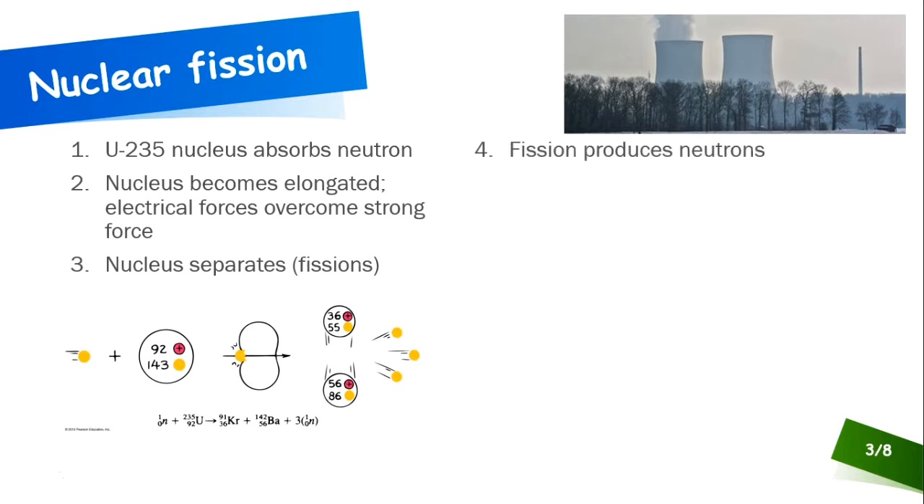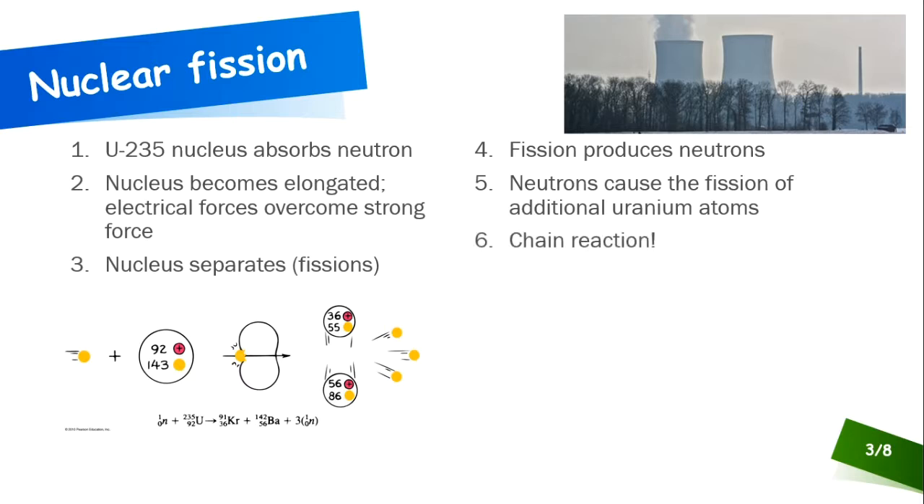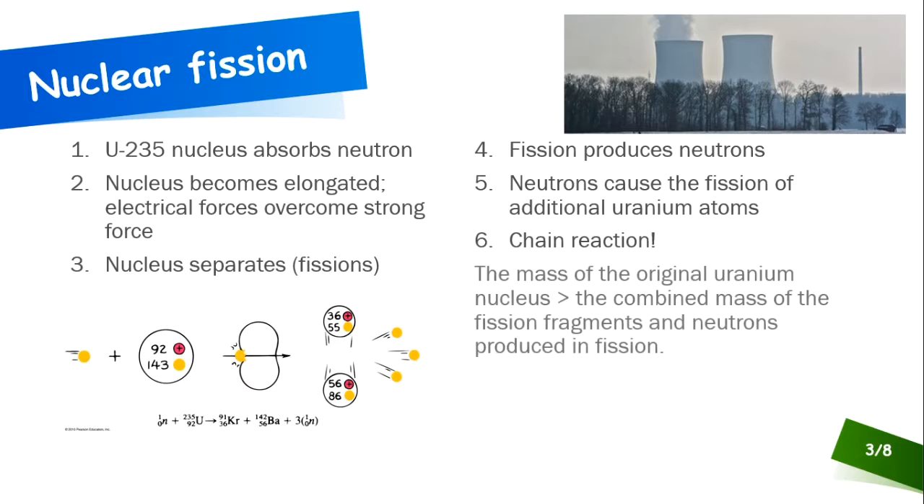Those neutrons then collide with other U-235 nuclei, and they split off too, so it's a chain reaction. The more this keeps going, the more you get; it just grows and grows and gets bigger and bigger. And so you get a basic chain reaction going. And that's the way nuclear fission works.